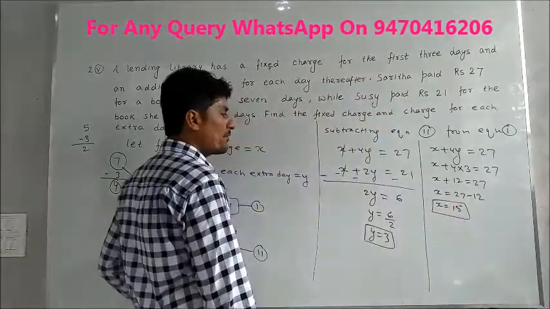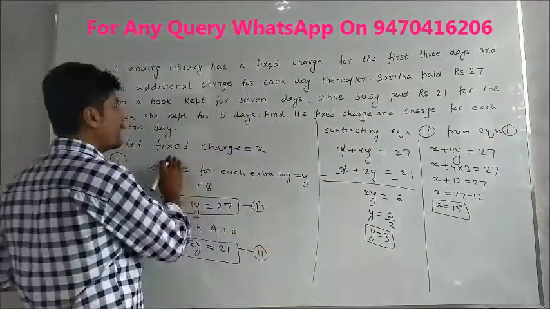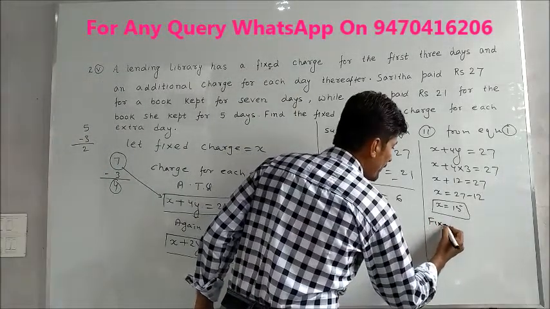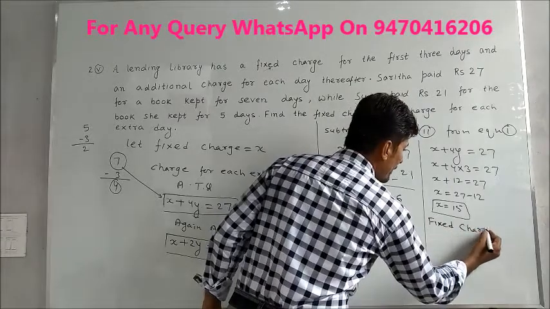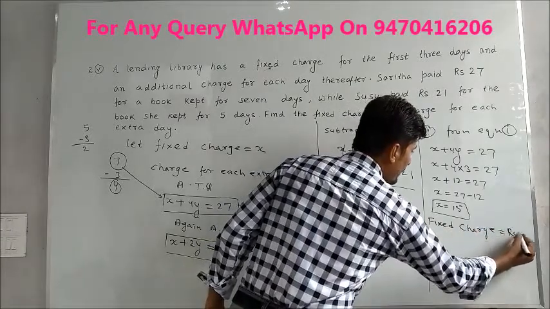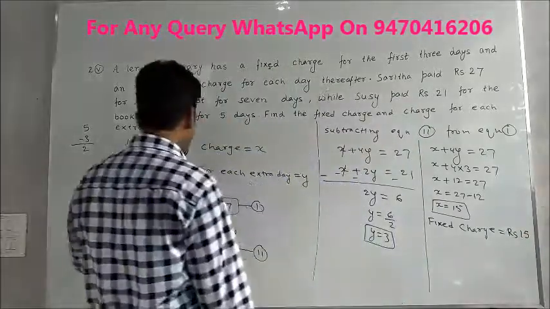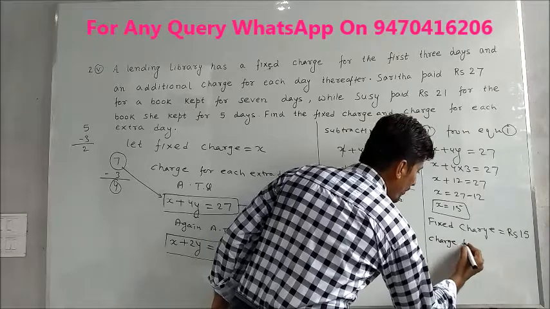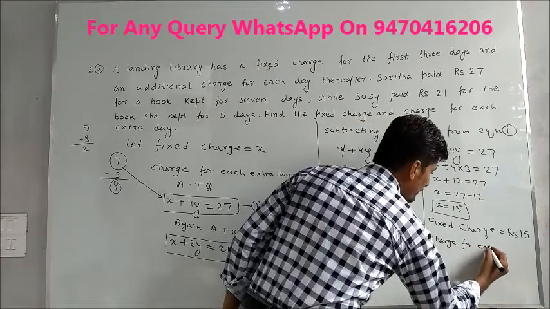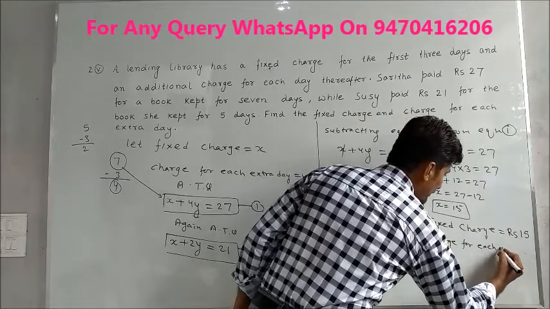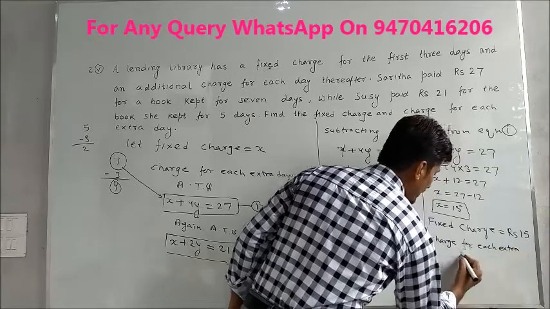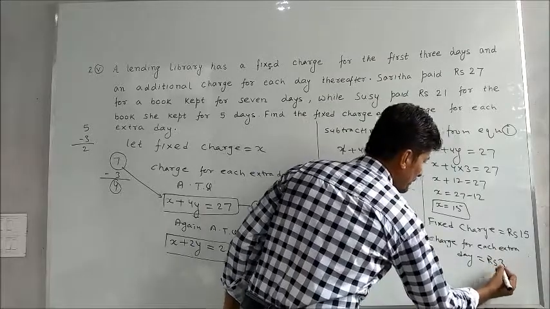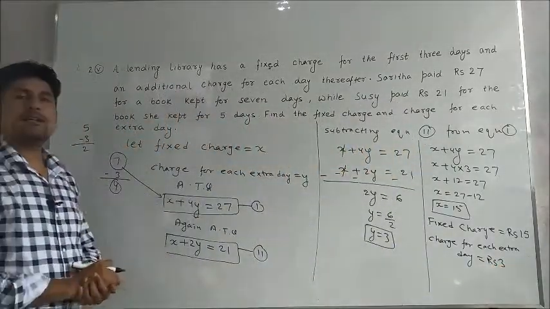Since the value of x equals 15 and y equals 3, the fixed charge will be equal to x. Hence we can write here fixed charge is equal to rupees 15, while the charge for each extra day equals y, means rupees 3. So this is the solution for this.